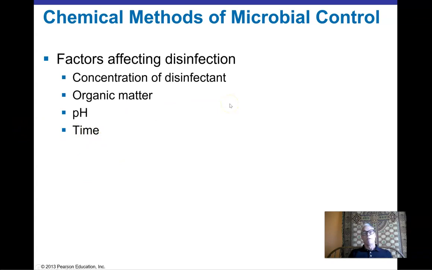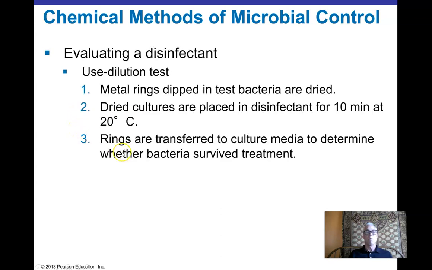Using chemicals, disinfectants are chemicals used to control microbial growth. The concentration of the disinfectant has a big impact on how well it's going to do at disinfecting. The presence of organic matter, we already said, a particular concentration of disinfectant will have very different effects depending if there's organic material mixed with microorganisms or not. pH and time, we'll look at those issues as we go through a couple of different scenarios.